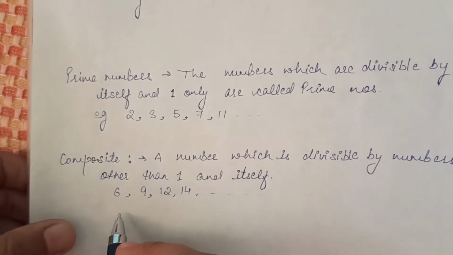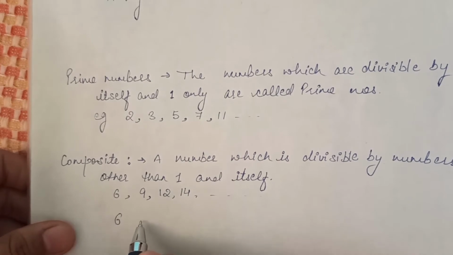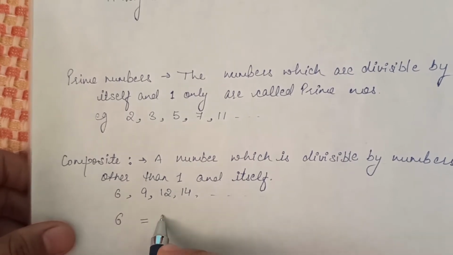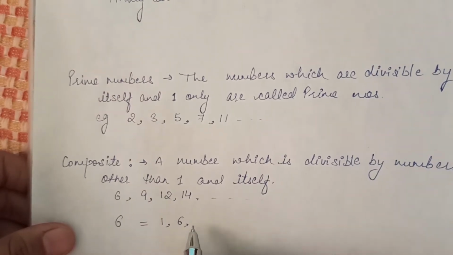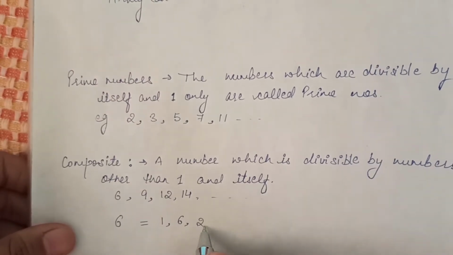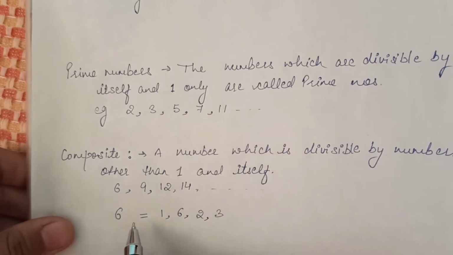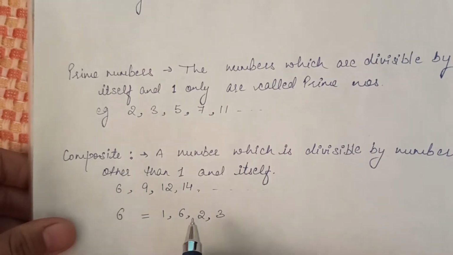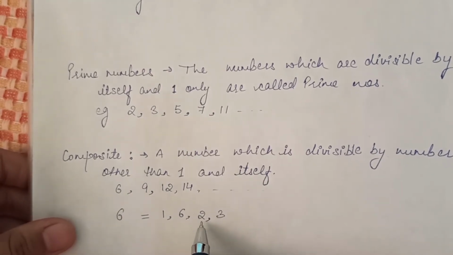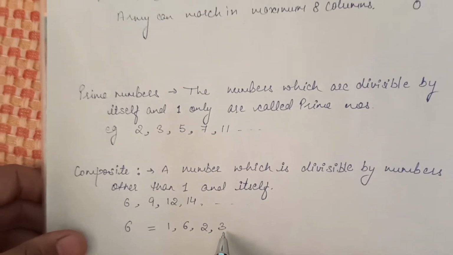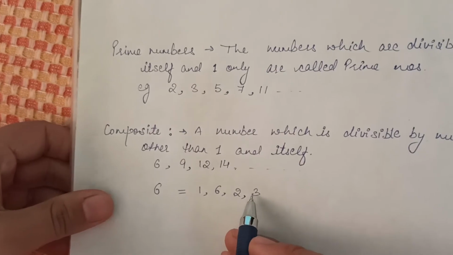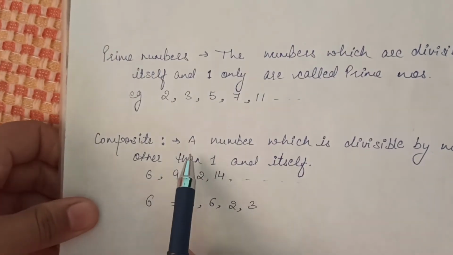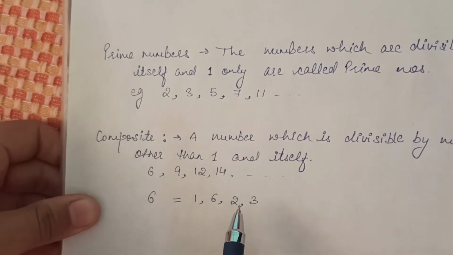For example, the number 6. What are its factors? One factor is obviously 1, the second factor is the number itself, and apart from these two, it has two more factors, that is 2 and 3. It means number 6 comes in the table of 1, in the table of 6, in the table of 2 and in the table of 3. It comes in different tables, so it has all these factors. So such numbers are called composite numbers.